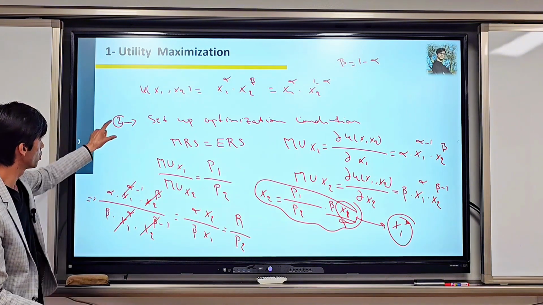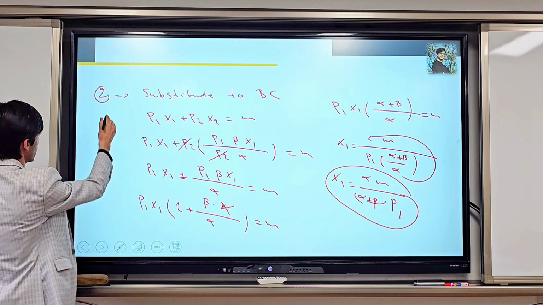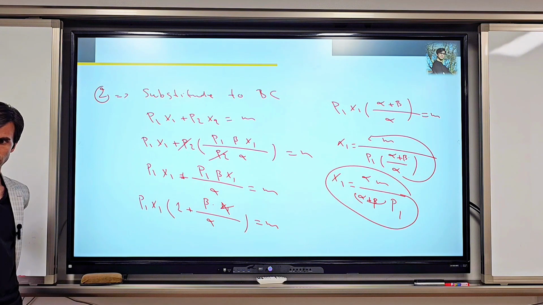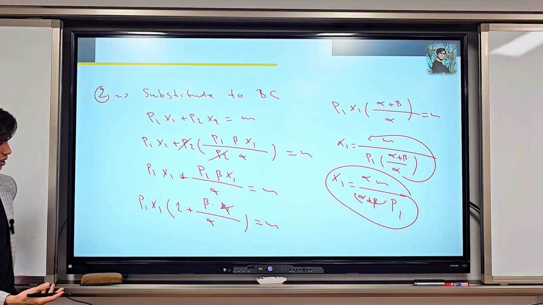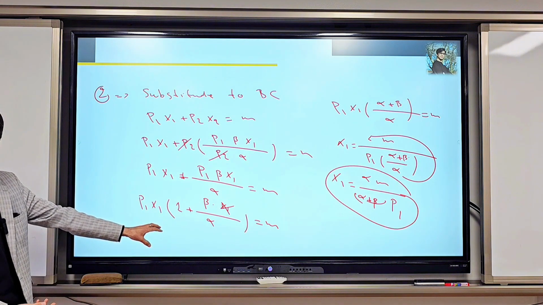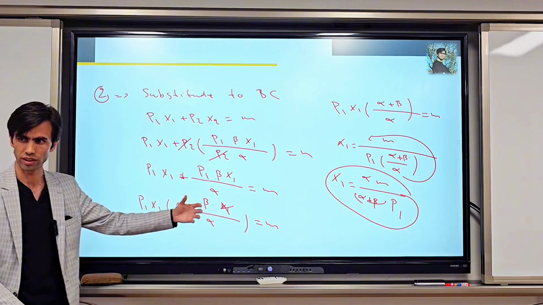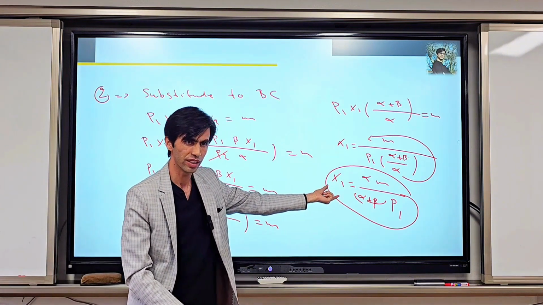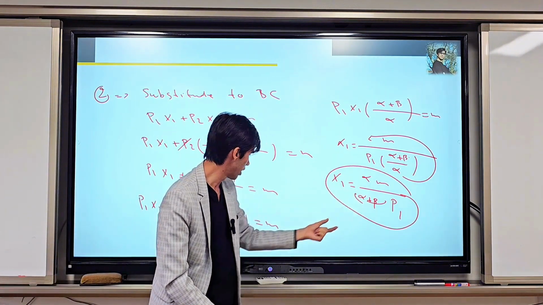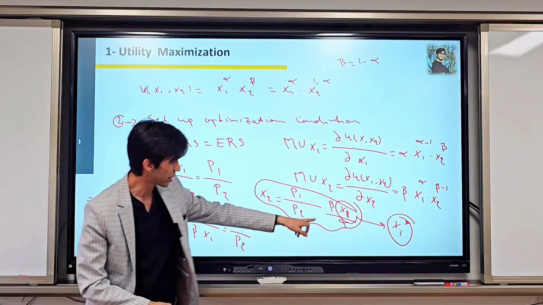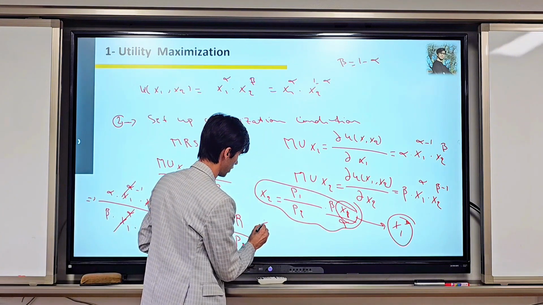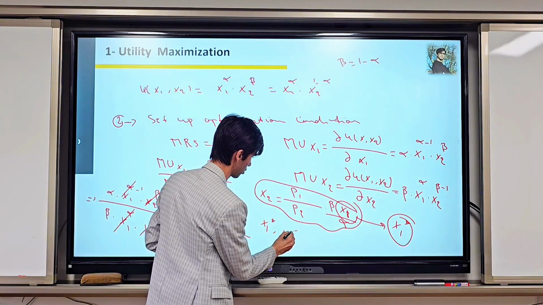So here we need two steps, 1 and 2. But if we want to do too much detail, step by step, if we want to use Lagrangian multiplier, Lagrangian function, it will take a lot of time. So just set up the optimization condition and find one good in terms of another, or a function of another. Then substitute to budget constraint. You will find one of them. Then again, substitute this value to this function that you already found out as a function of another good. So now you will have x1 star and x2 star, both of them.